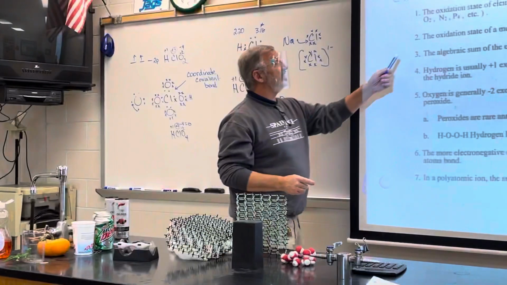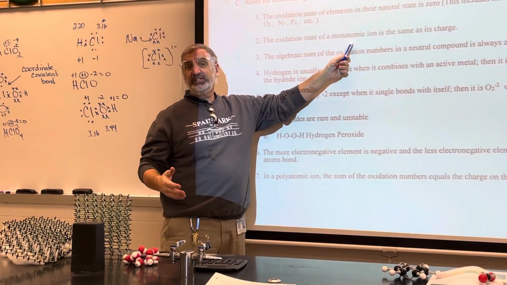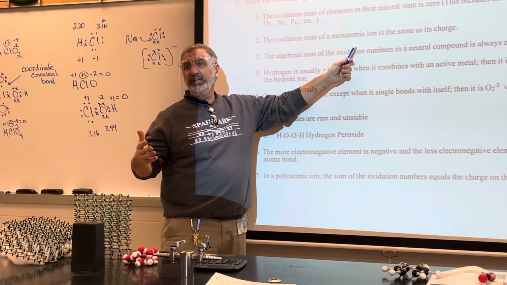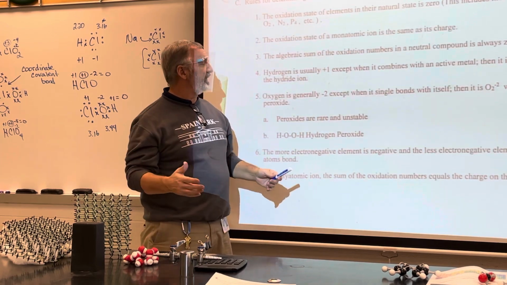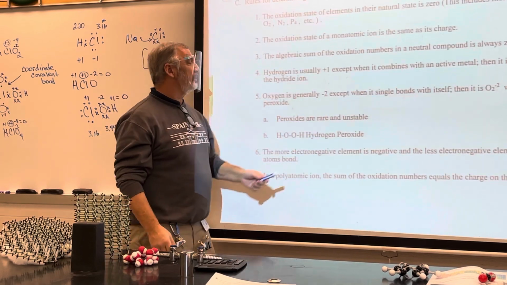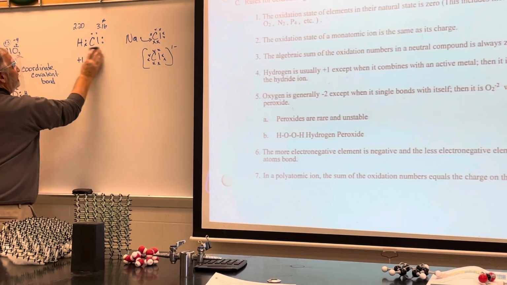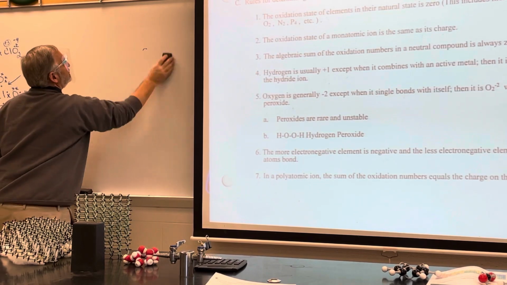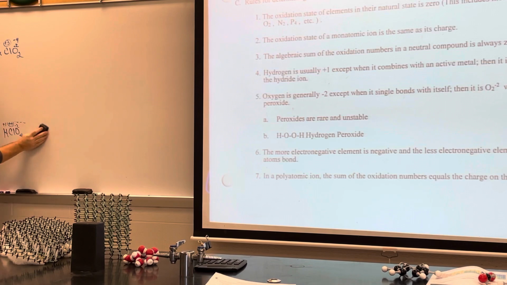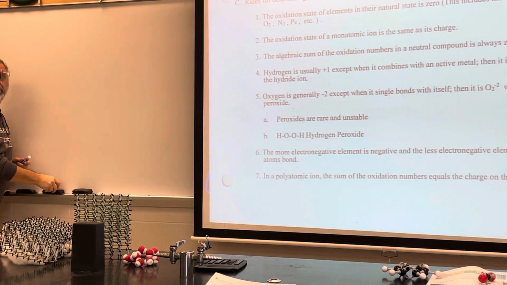So, we already kind of said this: for a monatomic ion, like Cl-, the oxidation state and the charge are exactly the same thing. It's really going to be for covalent bonding. Oxygen's almost always -2, but when it's in a unique compound called a peroxide, it can be -1. Remember we said when we were doing Lewis dot structures, oxygen does not like to bond to itself. It doesn't bond in long chains. It always builds around, right?